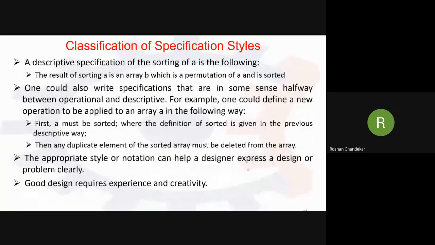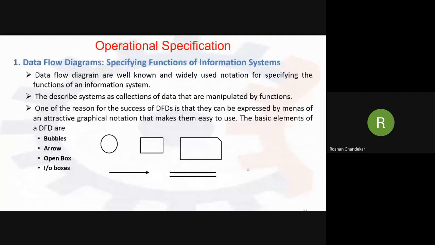In today's lecture, we are discussing the operational specification. In the previous lecture, we discussed the classification styles of specification, where there are two different specifications: the operational specification and the descriptive specification. So in operational specification, which we are discussing today in detail, there are three different formal models.